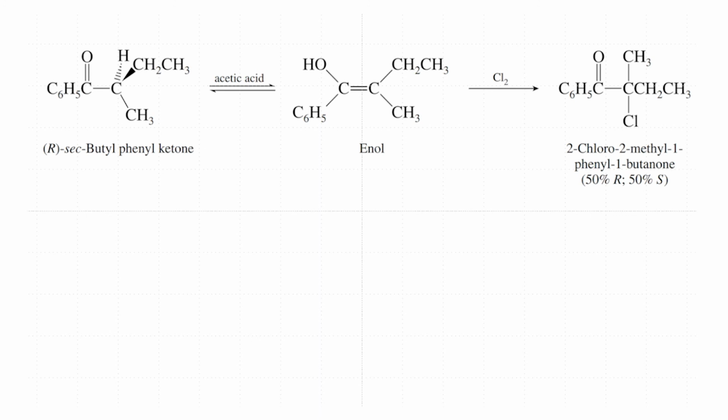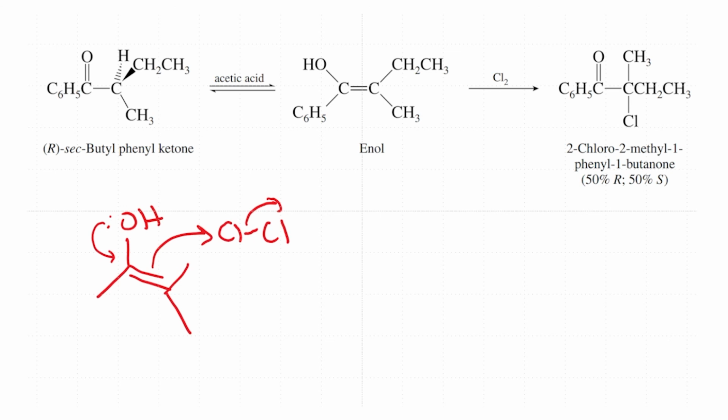Once you form the enol, the attack of the enol on chlorine is going to occur in the following manner. So you have OH, and it's going to attack Cl in the following manner, and chloride ion is going to be lost. If this is above the face of the olefin, the same reaction can also happen from below the face of the olefin, and so you'll end up with a 50-50 mixture of R and S forms of the halo compound.